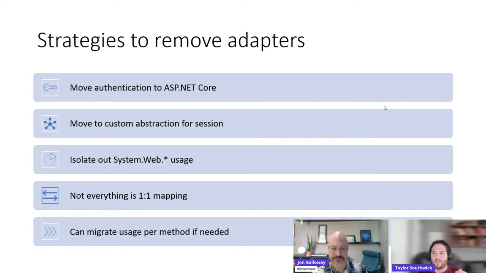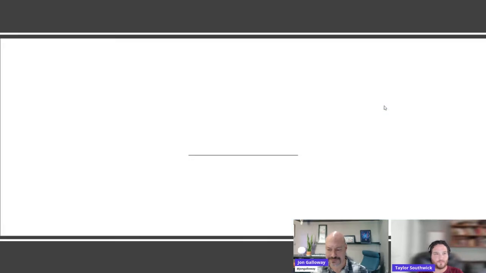And keep in mind, not everything is a one-to-one mapping. That's why we have the adapters, because we tried just doing API replacements, but it didn't work. If you ever want to understand how we adapt them, feel free to look at the source code, see if there's something you can do in your stuff that could facilitate your specific use case. And then I'll show an example of how you can migrate usage per method if needed, so that way you can slowly move off of the adapters as well.